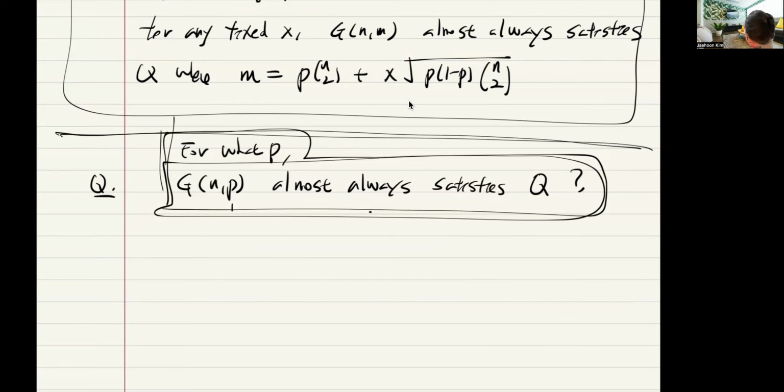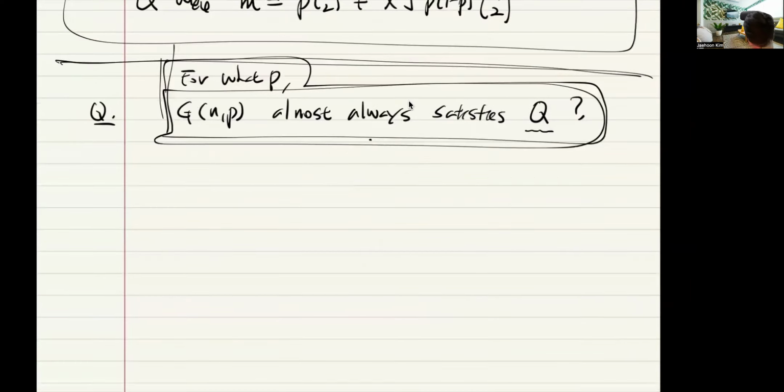And again, this p could be anything. There are many functions that you can take. So in order to completely answer this question, we want to focus on natural graph properties. For example, say that Q is that the graph has an even number of edges.